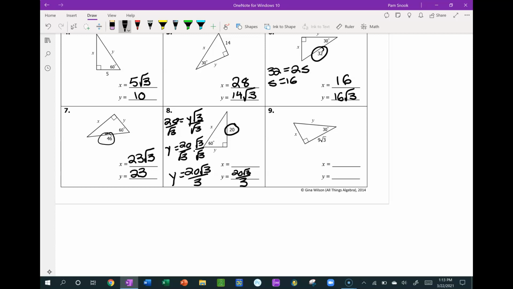Y is the short leg. I'm going to double that to get the hypotenuse. So that 20 doubles to 40. So I get 40 root 3 over 3. That's done. Last one, number 9.